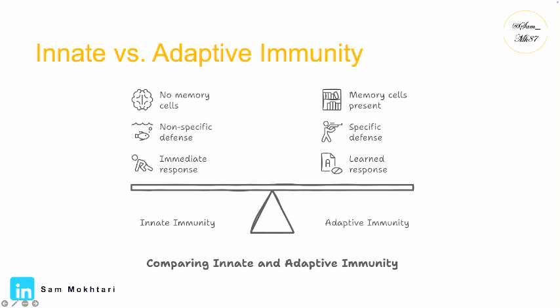Together, these two branches create a comprehensive defense system: immediate, broad-spectrum protection from innate immunity, and long-lasting specific protection from adaptive immunity. This collaboration ensures that the immune system can handle a wide variety of threats, from everyday bacteria to viruses or to very severe infections.